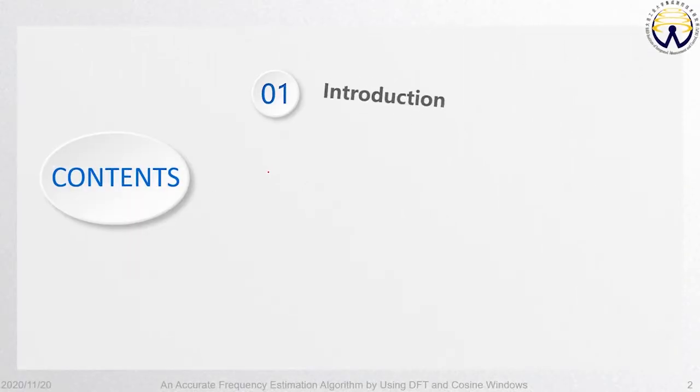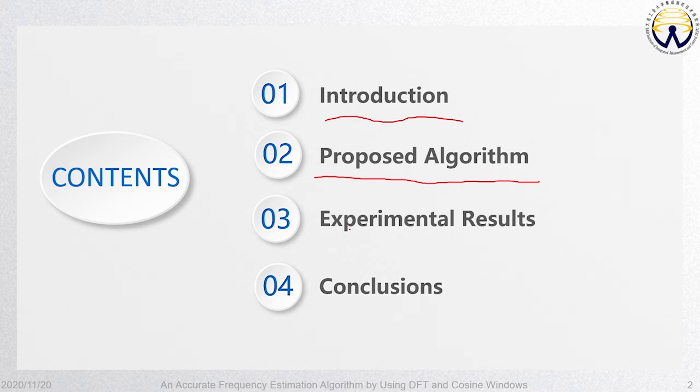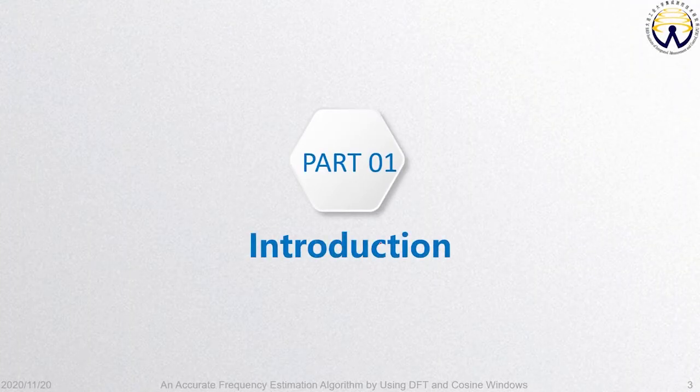This is my catalog. The first part is the introduction. The next part is the proposed algorithm. The third part is the experimental results. The last part is the conclusion. The first part is the introduction.